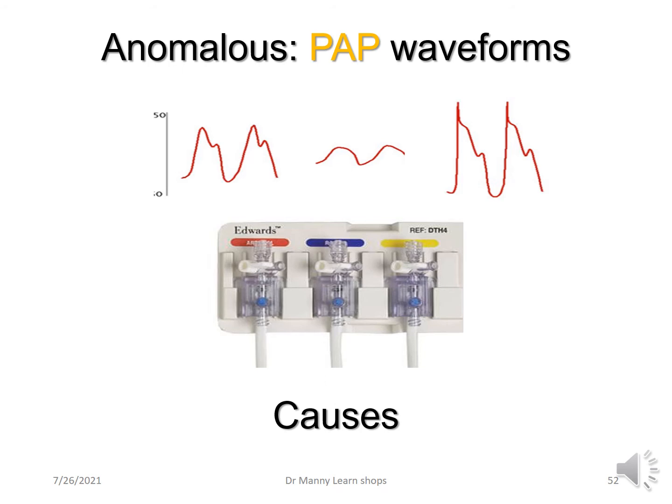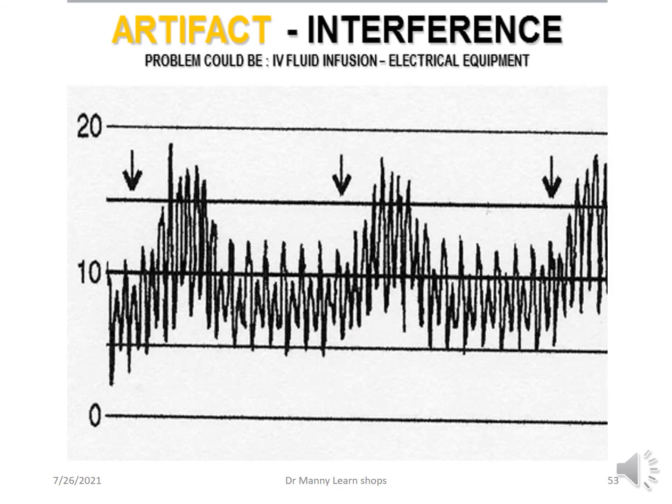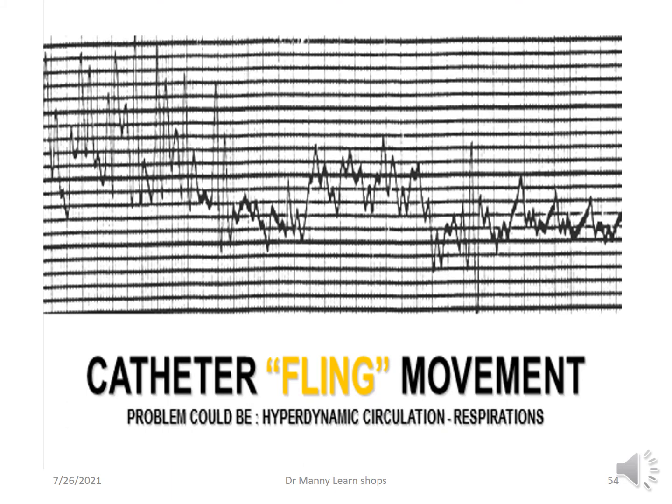Now let's look at some of the abnormal pulmonary artery pressure waveforms and their causes. Artifact, interference, could be again a problem that you're infusing fluid into the system, or it could be your electrical equipment is faulty, which means the bioengineer needs to be called. You can have catheter fling, absolutely, in a hyperdynamic circulation, or related to breathing. The catheter is in the lungs.